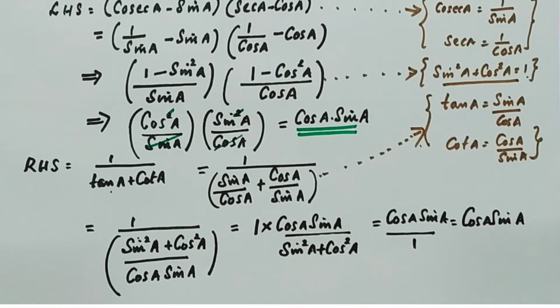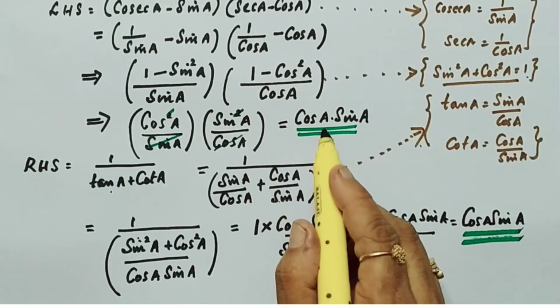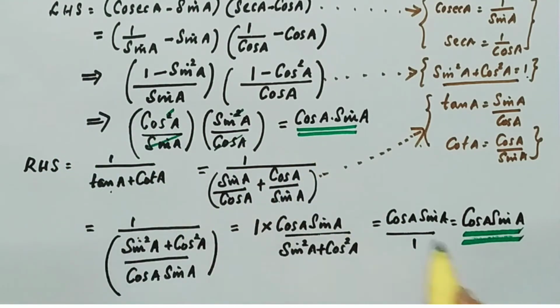So after simplification, you reach the step cos A sin A in the RHS too. Simplifying the LHS, you reach the step cos A sin A. Simplifying the RHS, you reach the step cos A sin A. From this, you can say that therefore LHS equal to RHS, hence verified.